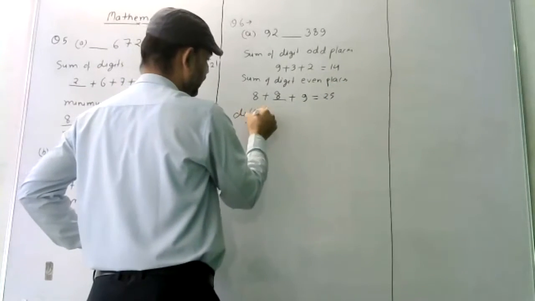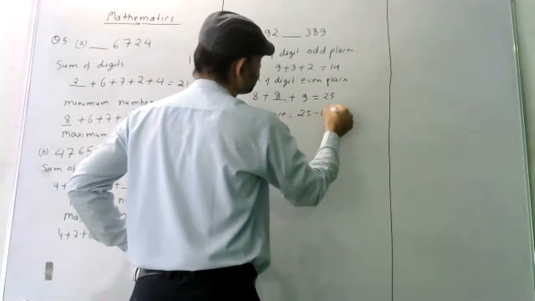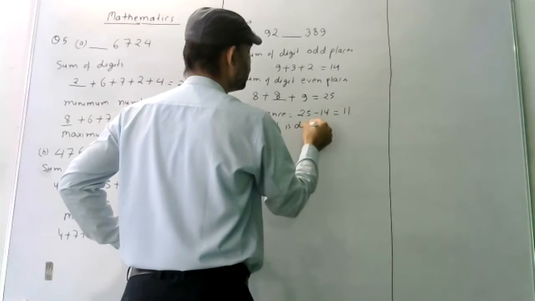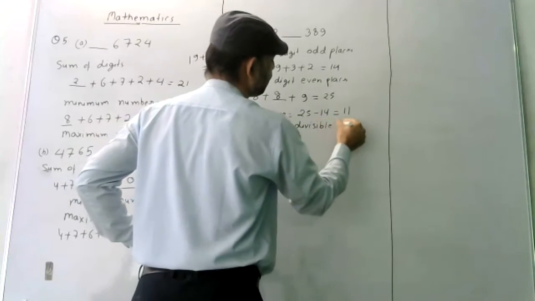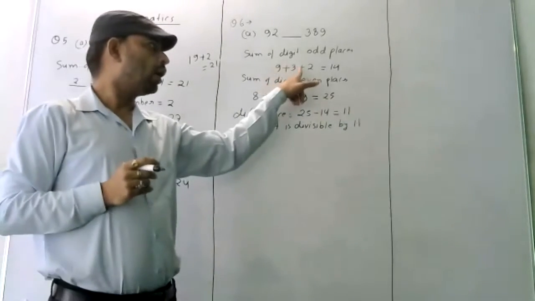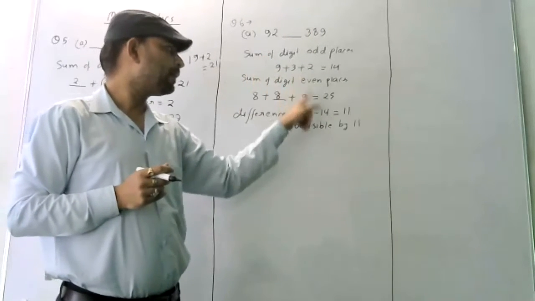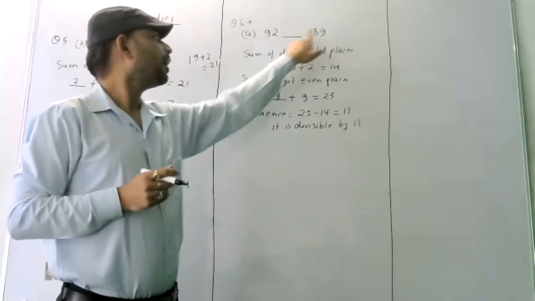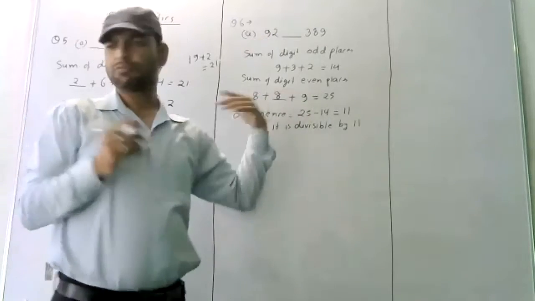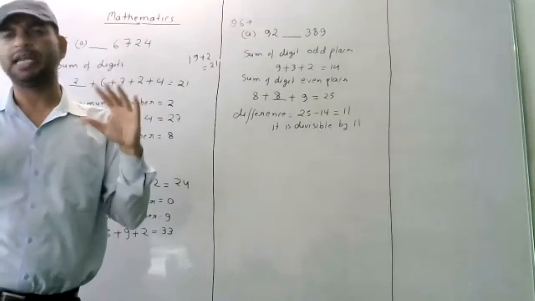So the difference is equal to 25 minus 14 equal to 11. 8 is divisible by 11. Listen students, here the odd place digits are 9, 3, 2, and the sum is 14. Sum of even places: 8 plus blank place and 9. So 8 plus 9, we get 17, and the sum of the odd places is 14. The difference of 14 is not divisible by 11.